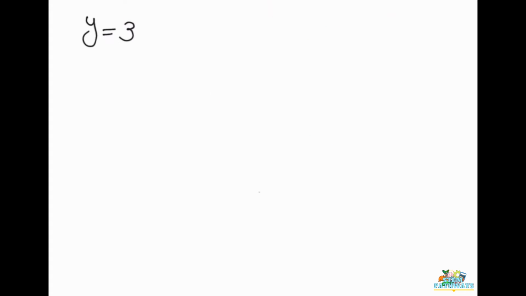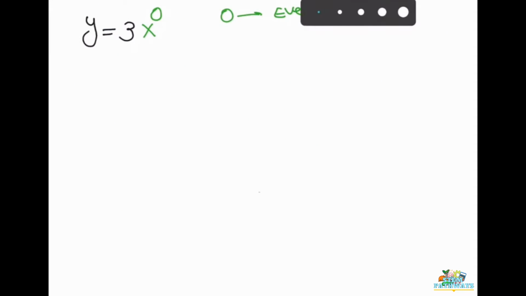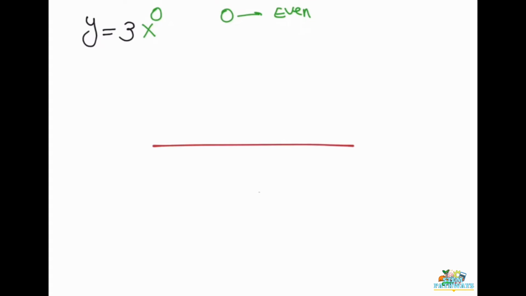the y-axis. So for example, when we have f of x or y equals 3, we know that it actually means it's equal to 3 times x to the power of 0. And we know that 0 is even. So if it's even, it means that our graph should have symmetry to the y-axis. Let's check that and see if it has or not. So y equals 3 is actually a horizontal line. It's in this way. You see that yes, it has symmetry to the y-axis. So it is an even function.